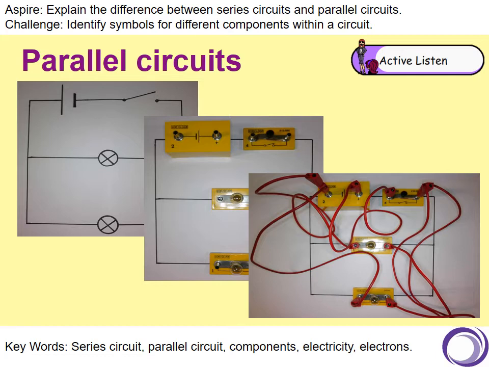So just to stress, in a parallel circuit, the current can split and go down two different pathways. This means that if one bulb blows, the other one still remains lit.